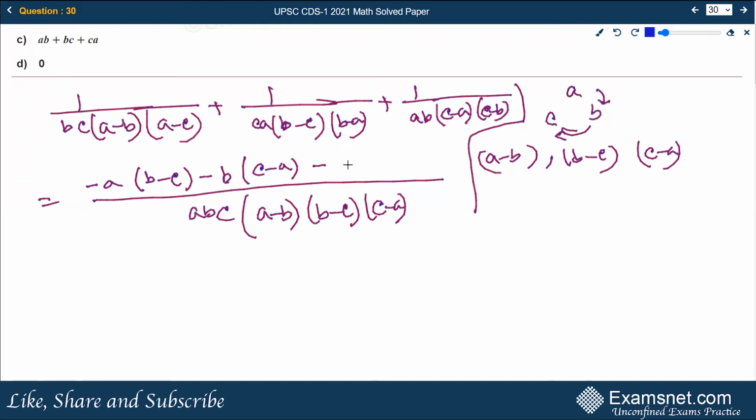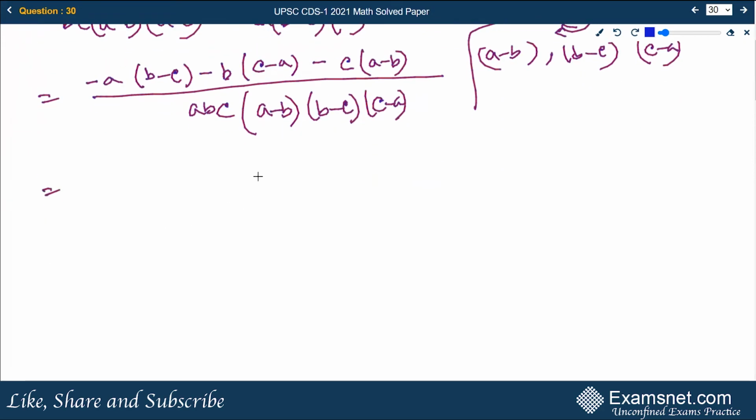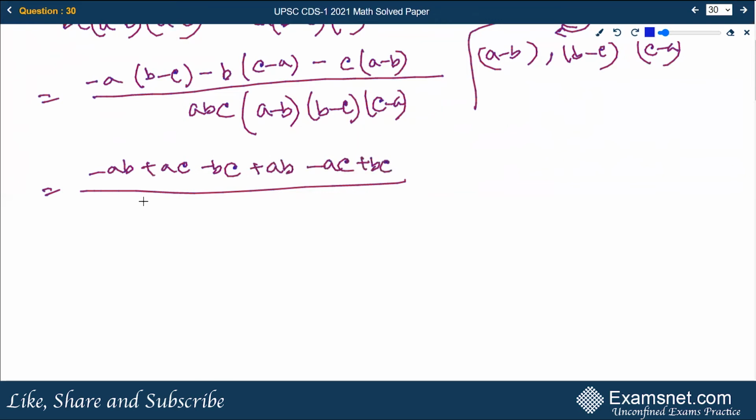Next c, c minus a, c minus b is there, but we have b minus c. We have to take one minus common. It will be a minus b. Now do the calculation. So minus AB plus AC minus BC plus AB minus AC plus BC.